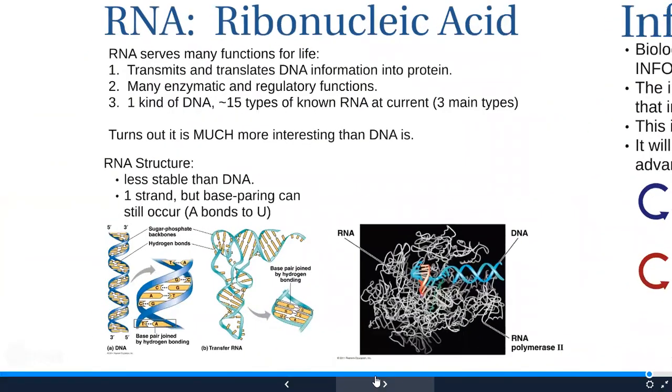Now, RNA is much, much more complicated. It has more functions than DNA does. As of the last time I looked, I think there was close to 42 or 44 different kinds of known RNA. These notes are a little bit outdated. I know it says 15 types. All you're going to need to know about is the three main types.